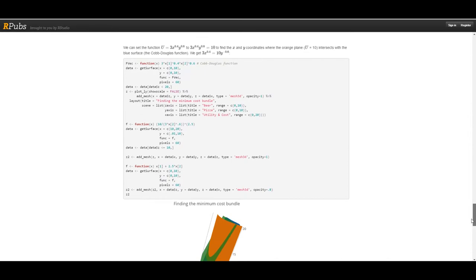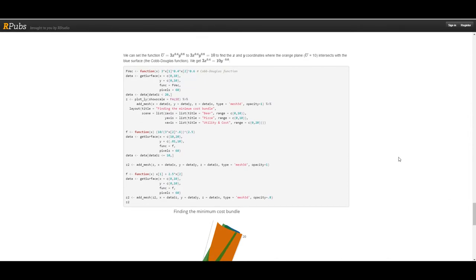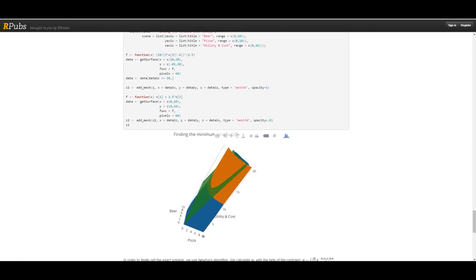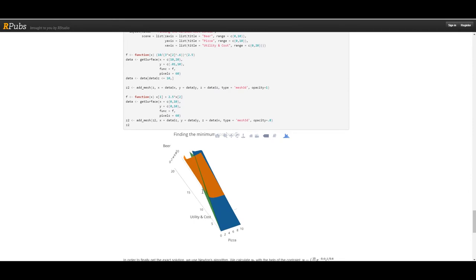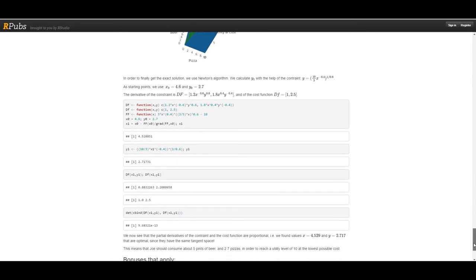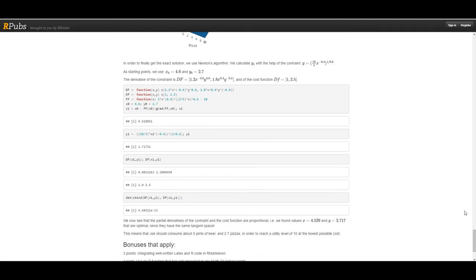In order to actually find the minimum, we set the Cobb-Douglas utility function to 10 and find the x and y coordinates where again the orange plane intersects the blue surface, and get this expression. Graphically, this again looks like this. Lastly, we want to get exact numerical values of x and y, so that Joe exactly knows how many pizzas and how many beers he needs to consume in order to be fully happy.